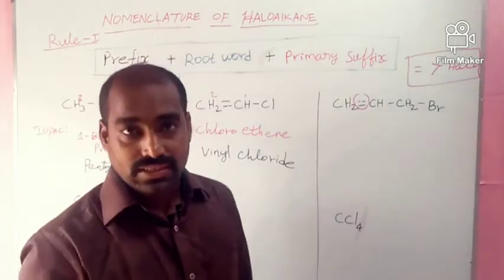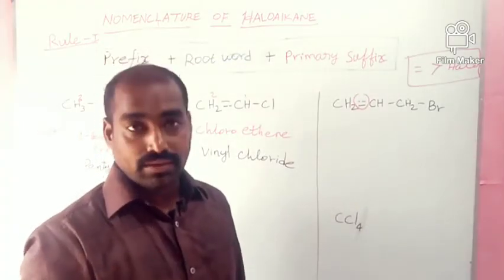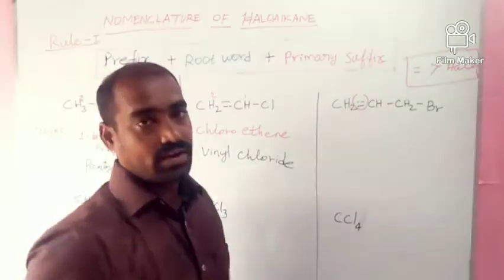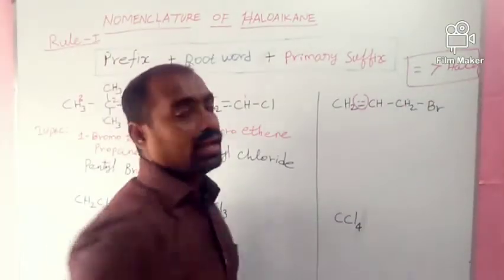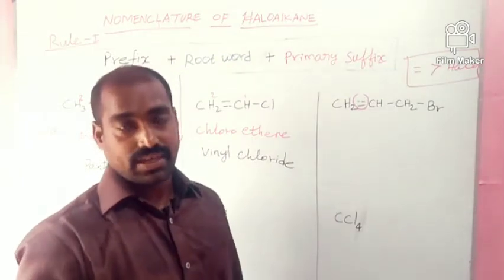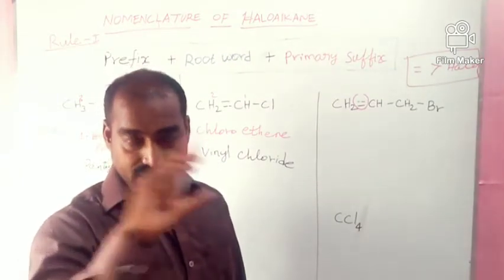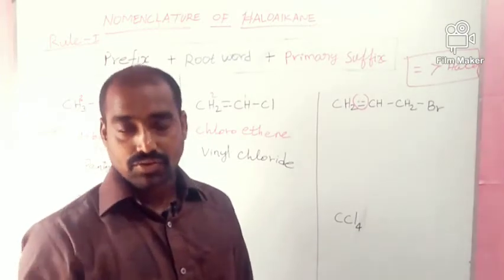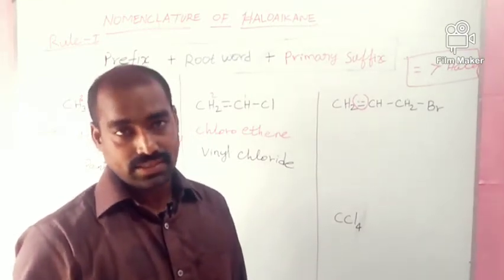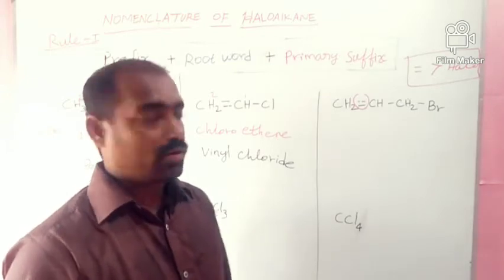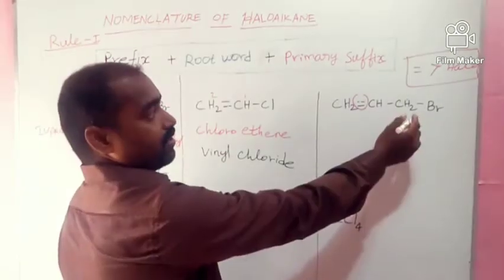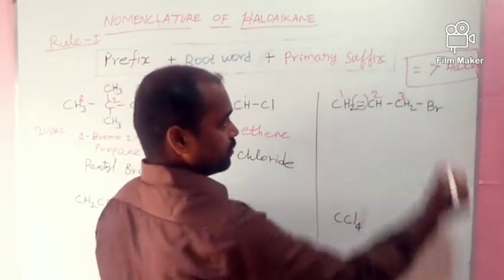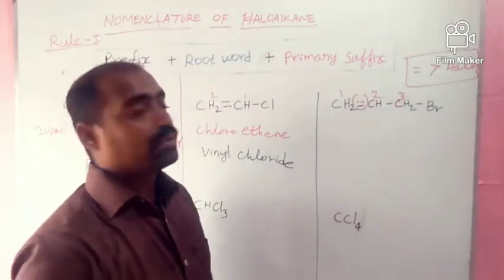Where you start the number, you have to start the numbering from the double bond. Double bond is greater than the halo. In 11th standard you studied the principal functional group, or main functional group, and another one is a substituent. We will see that properly in a coming lesson. So here we have to give the number from here, 1, 2, 3. So here will come 3-bromo.